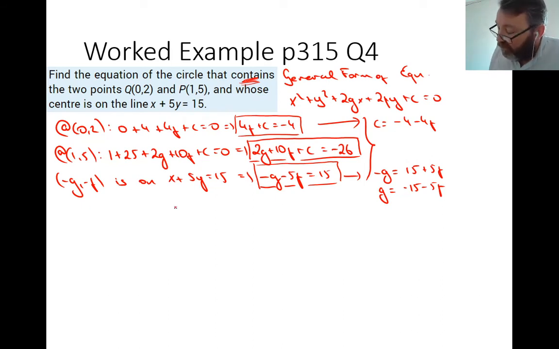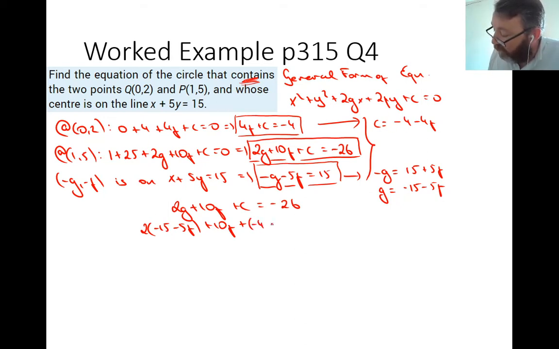So if I now take the second equation, 2g plus 10f plus c equals minus 26. What can I do? Well, the first thing I can do is turn g into minus 15 minus 5f. So 2 times minus 15 minus 5f plus 10f, that's fine, leave that alone, plus c, which up here I'm told is minus 4 minus 4f, and that's equal to minus 26. Now tidy this thing up. Notice it's all in one variable. Now we can solve it. So we get minus 30 minus 10f plus 10f minus 4 minus 4f equals minus 26.